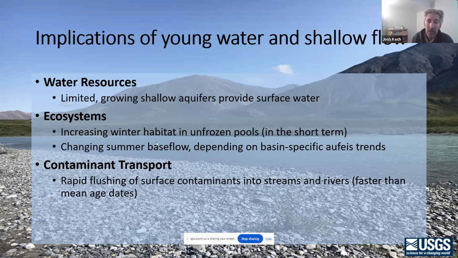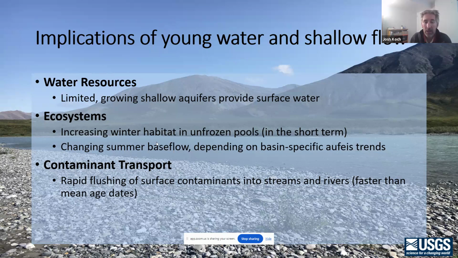So when we think about what this means for these systems, for our water resources, certainly the water resources are limited, but potentially growing as we have more talik development in this suprapermafrost environment. So I think there are still big questions about exactly what this talik looks like and how this increased hydrologic connectivity is coming about. When we're thinking about our ecosystems, in the short term, this certainly could be a positive thing. If there's more water reaching our rivers in the winter, it may be providing greater habitat or helping to connect some of that under-ice habitat that's so critical for these species.